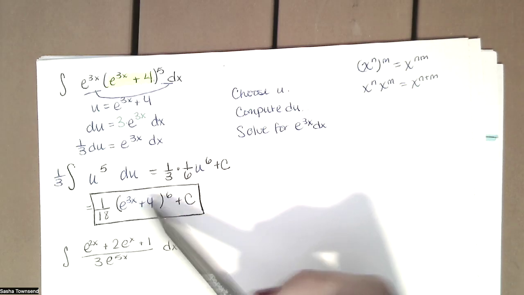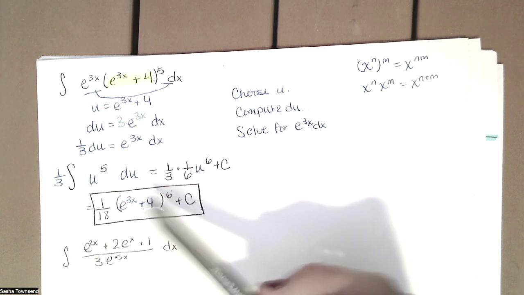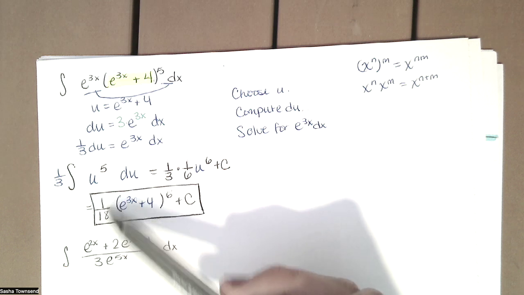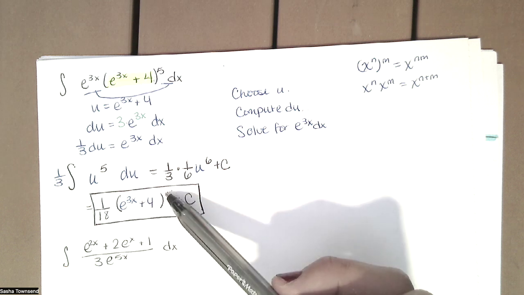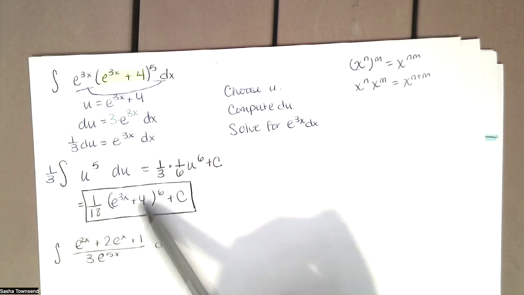It's going to be 1/18 times the derivative of this function to the 6th, which is 1/18 times 6 times the function to the 5th. That 6 times the 1/18 is going to give us a 1/3 out front. So we're going to have 1/3 times this function raised to the 5th power times the derivative of the inside by the chain rule. What's the derivative of the inside?